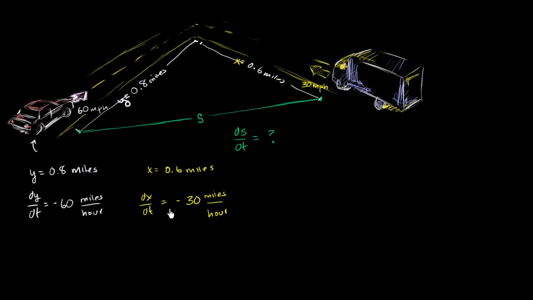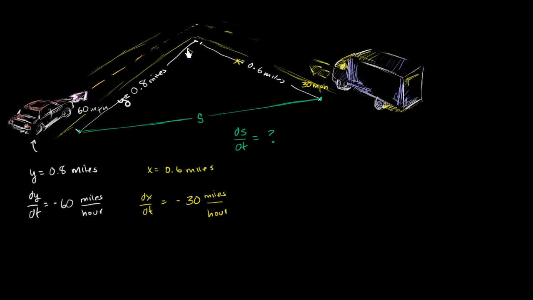So we know what y is, we know what x is, we know how fast y is changing, how fast x is changing with respect to time. So what we could try to do here is come up with a relationship between x, y, and s, and then differentiate that relationship with respect to time, and it seems like we have pretty much everything we need to solve for this. So what's a relationship between x, y, and s?